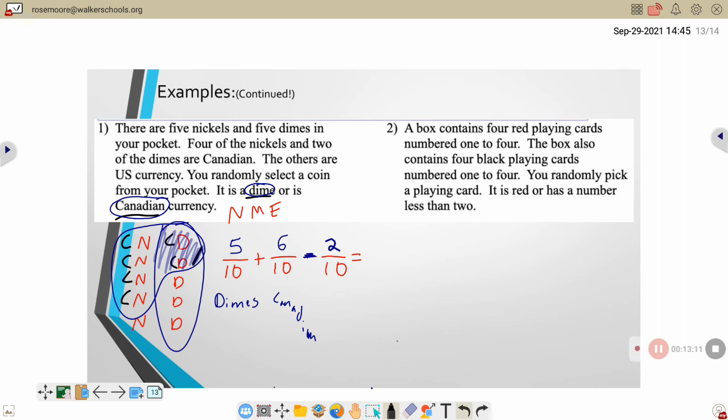So we will have 5 plus 6, which is 11. 11 minus 2 is 9. 9 over 10. You have a 9 out of 10 chance of drawing out of your pocket a dime or a Canadian currency. And that's how you do these problems.